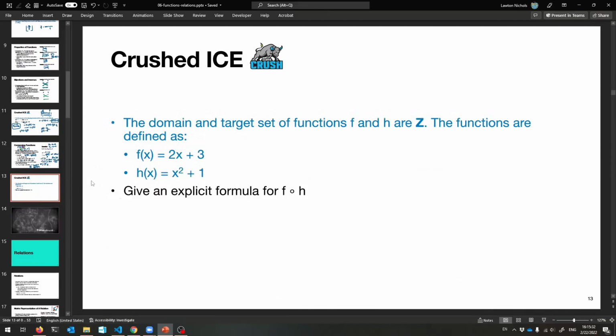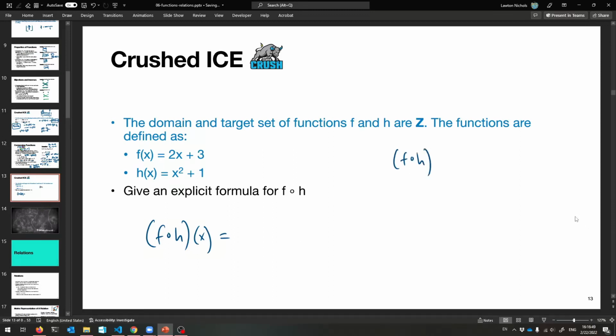F after h? Give it a try. See if you can find out f composed with h of x is equal to something not involving the letter f or the letter h, something involving x. Can you figure out what it's supposed to be?